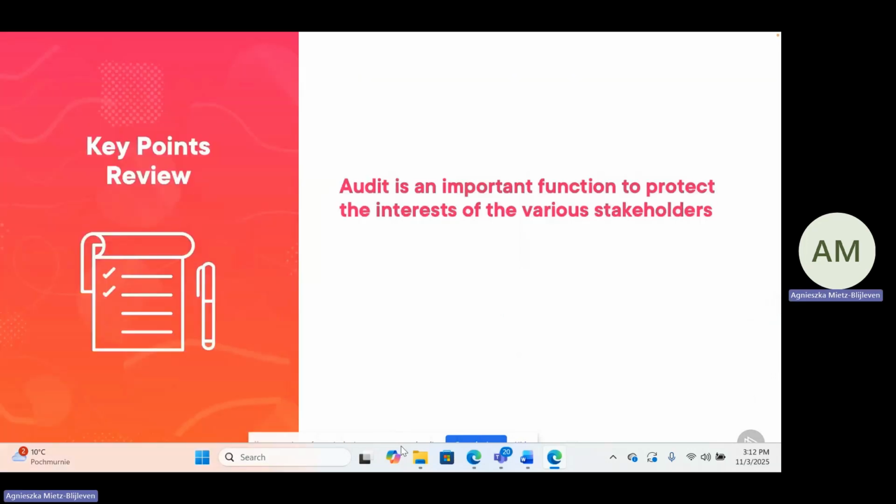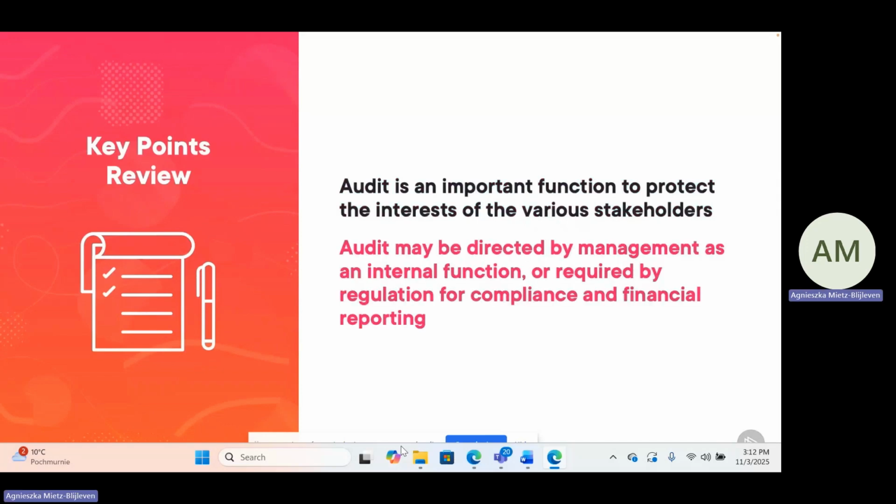Let's review some of the key points we've covered in this little section. Auditing is important. It's an important function to protect the interests of various, both internal and external stakeholders. Audit, especially internal audit, may be directed by management, or it could be an external audit that is required by regulation to ensure compliance and certainly good financial reporting.